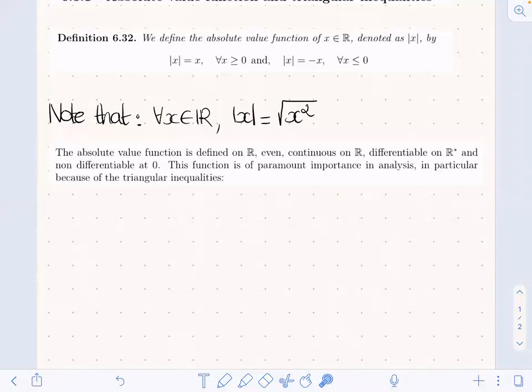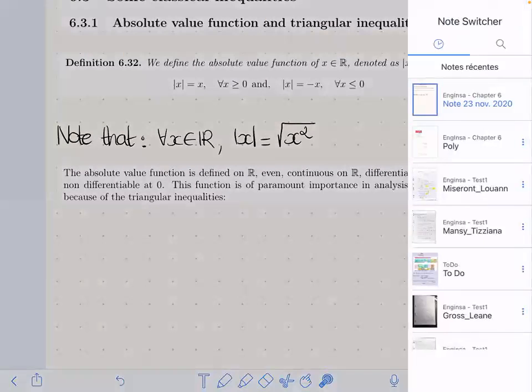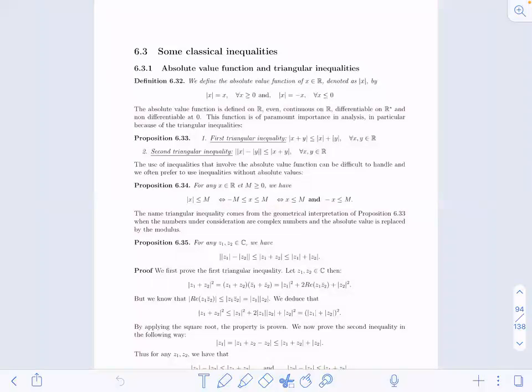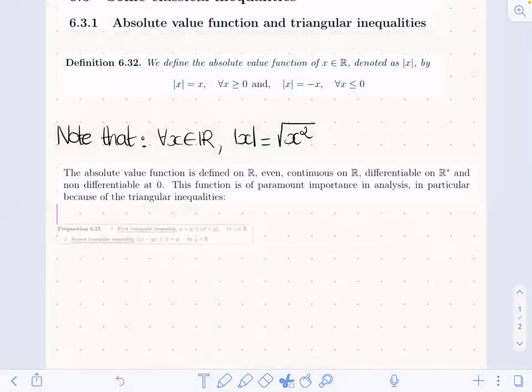And this is a really important function in analysis. So we saw it when using limits. I think we saw it a little bit possibly in this chapter. And we often have manipulated things called triangular inequalities. So what are the triangular inequalities? They're things that we've already come across. And they're these two inequalities.